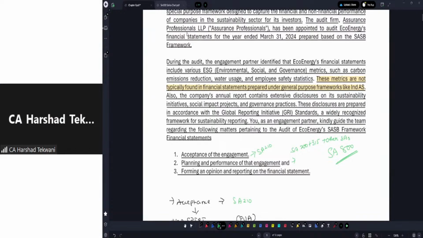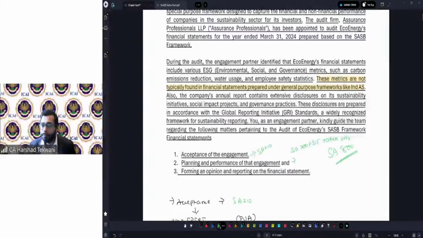Come on. Anyone? Come on, quickly. Pretty easy. No? Abhirakesh, what does SA 800 say about forming an opinion and reporting on financial statement?